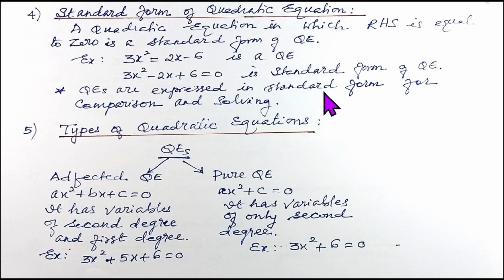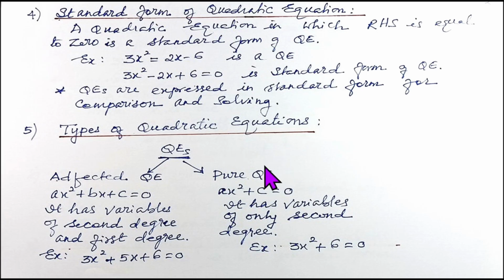Quadratic equations are expressed in standard form for comparison and solving. Remember that. Now, there are different types of quadratic equations. We have got affected quadratic equation and pure quadratic equation. The affected quadratic equation general form is ax square plus bx plus c equal to 0. It has variables of second degree as well as first degree. For example, 3x square plus 5x plus 6 is equal to 0 is an affected quadratic equation because it has a variable of second degree and a variable of first degree.